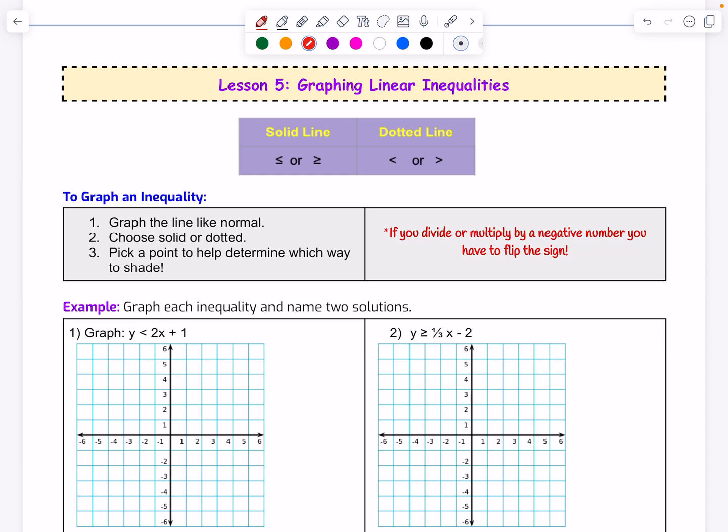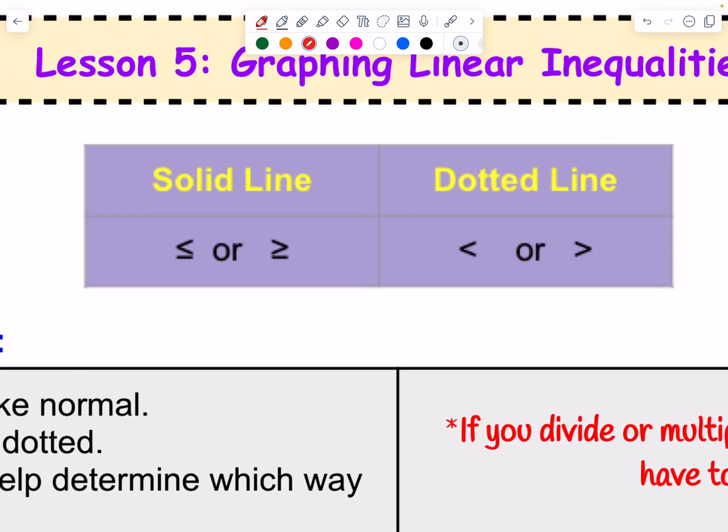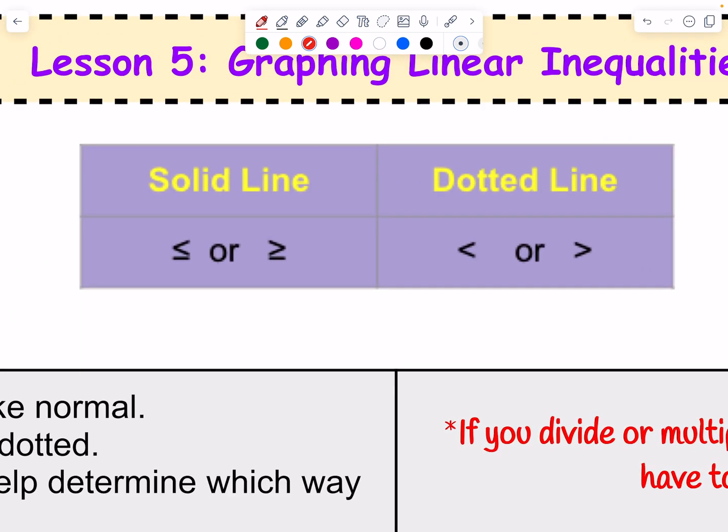In this video, we're going to graph linear inequalities. So we have inequality symbols we're going to be using in this lesson. We have the less than or equal to or greater than or equal to signs, and they make a solid line on our graph because they have the equal to bar. So that means it's equal to the line.